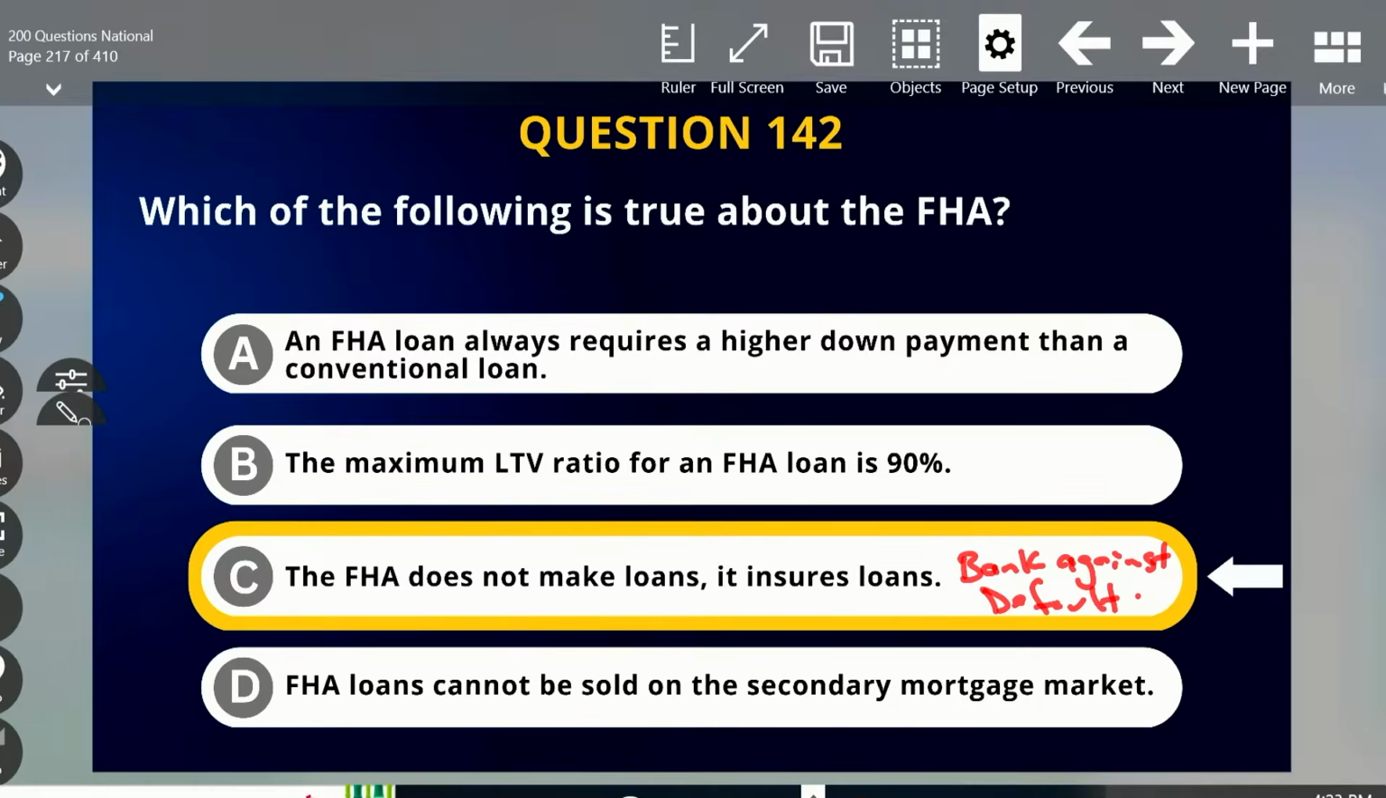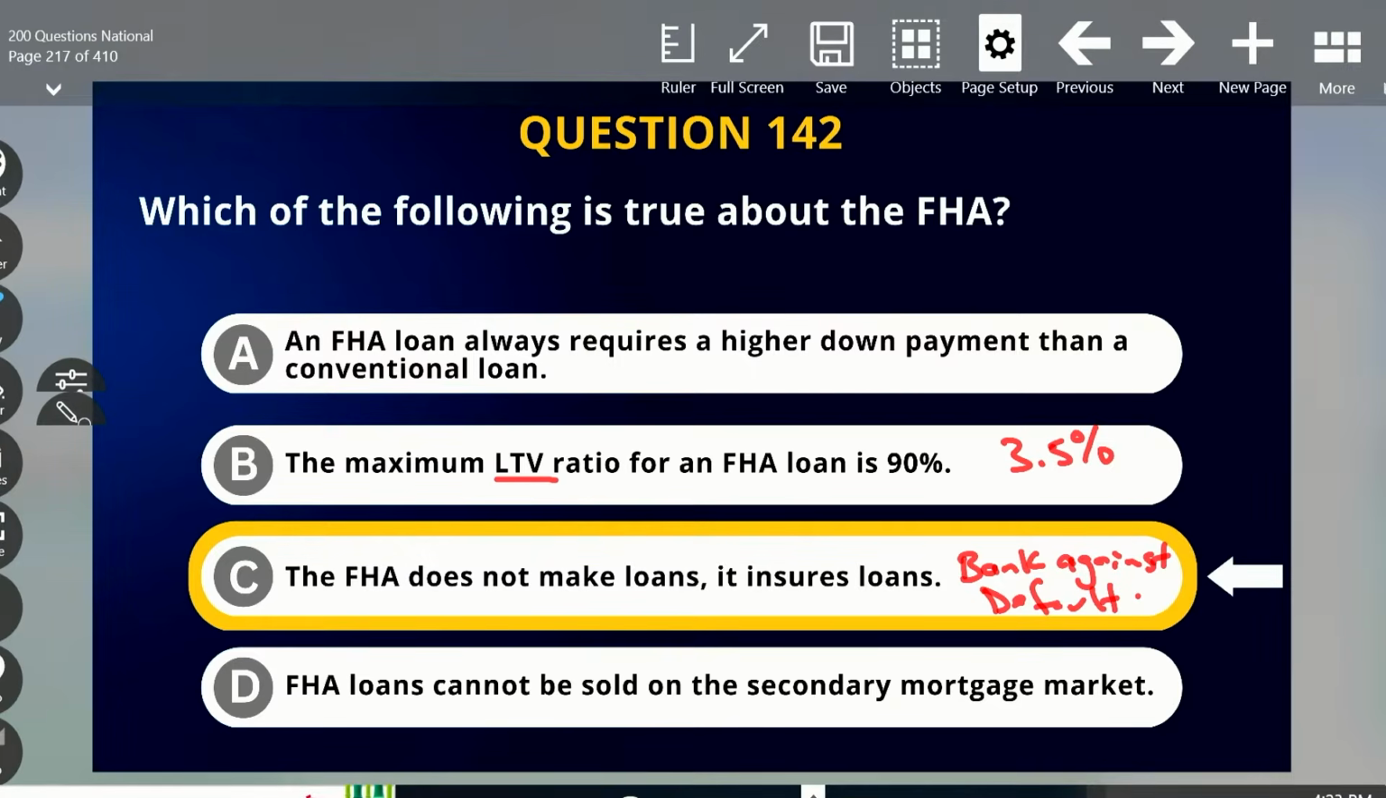Not the consumer. It's insurance that the consumer pays for in the form of mortgage insurance premium that says, hey, bank, make a risky loan. And by the way, the maximum LTV, that stands for loan to value ratio, the maximum LTV can go, in some instances, over 100%, but standard classic FHA is 3.5% down payment.